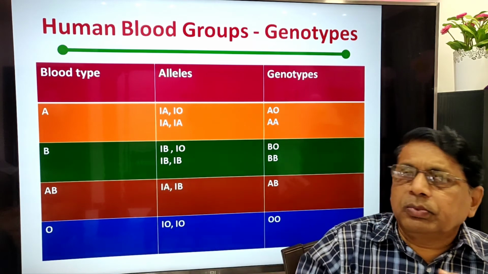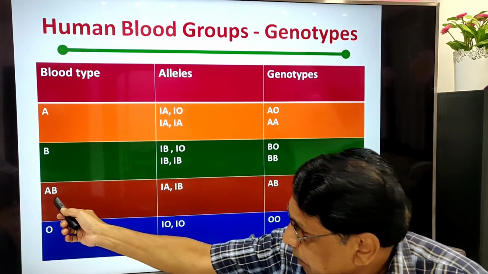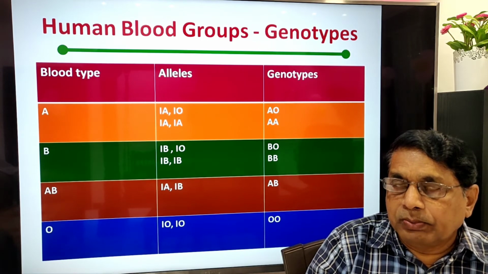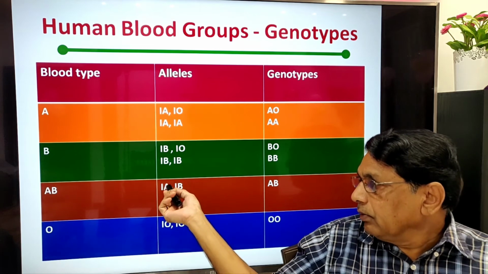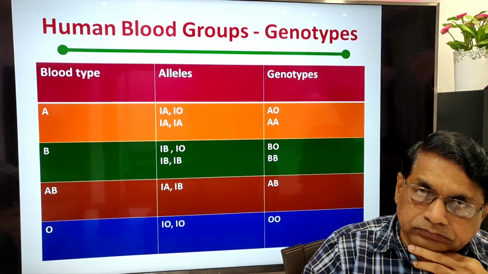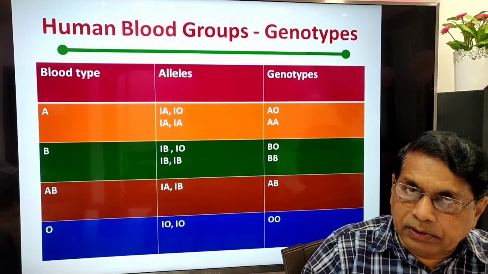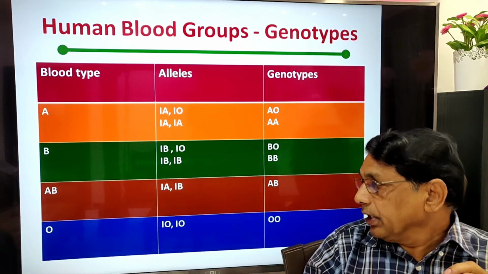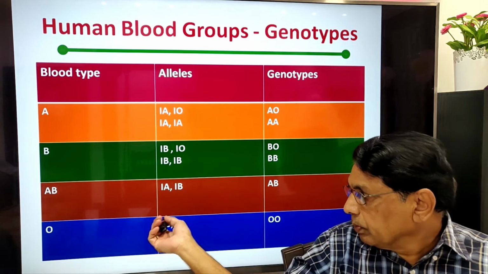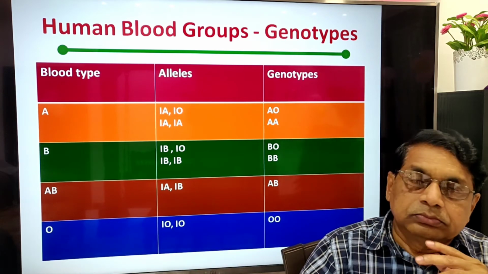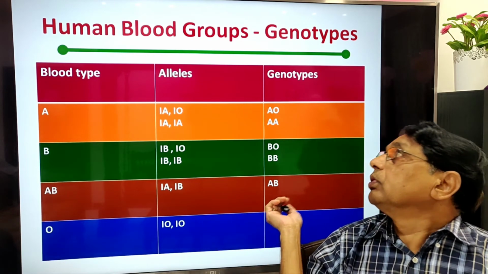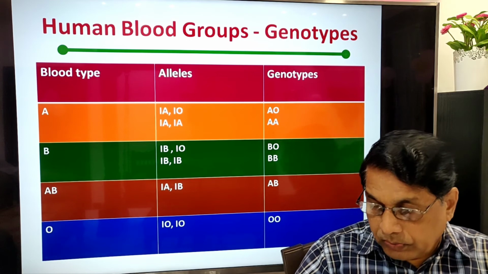Similarly, there are some people with AB blood group. One allele will be A, another allele will be B. They are known as AB. Suppose we take another person, O blood group, OO. Both are recessive, no antigens. Therefore, the O blood group genotype is OO.